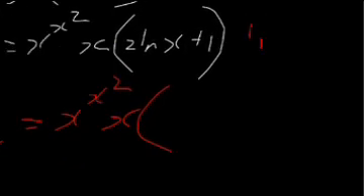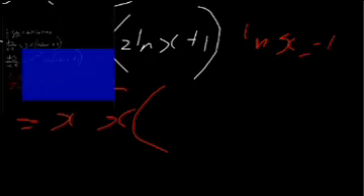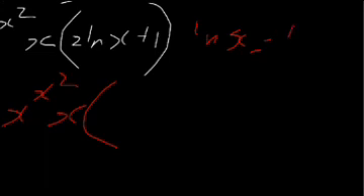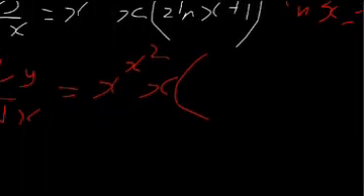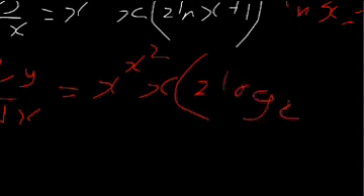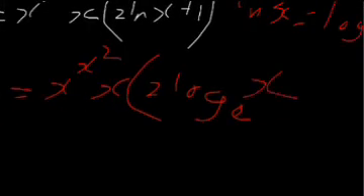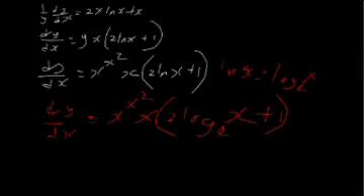Remember, ln x is also equal to log base e of x. Remember that, right? So it's going to be 2 log e x plus 1. So it can either be this or this.